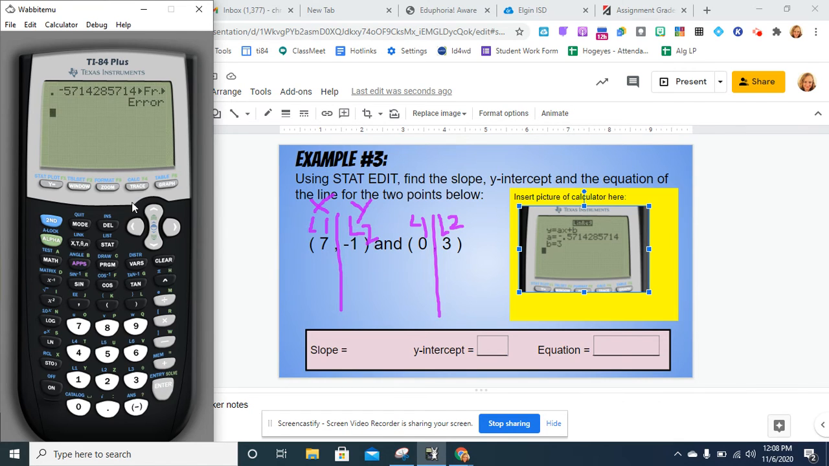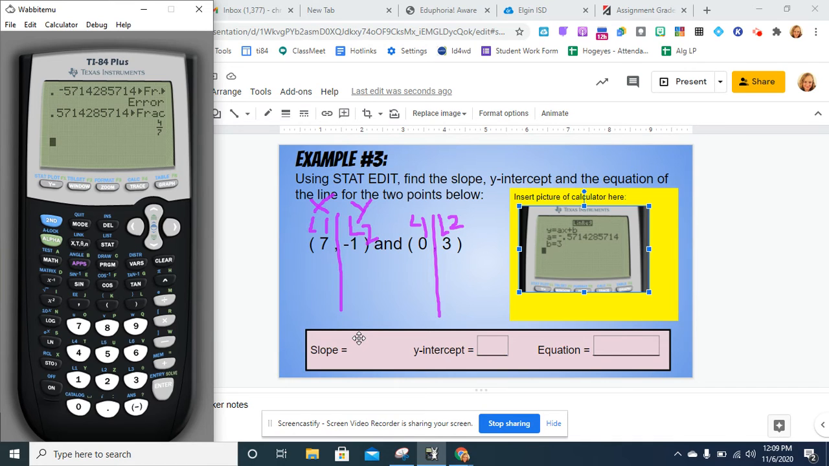Oops. Sorry, let me try it again. 0.5714285714. And then we go math and then 1 for a fraction. Now it works. So your fraction is going to be 4/7.